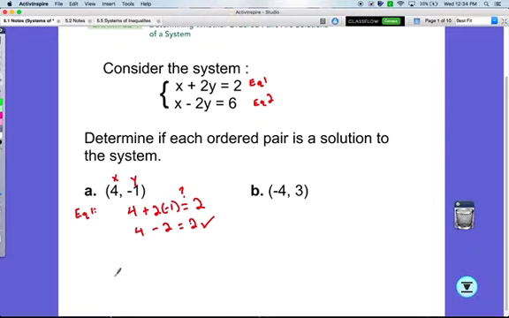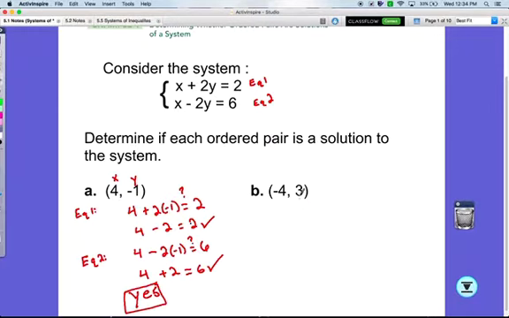But I'm not done yet. I'm not sure it's a solution to the system because I have to make sure it works in equation 2. If I plug it into equation 2, I get 4 for the x minus 2 times the -1 for the y. Is that equal to 6? Well, minus 2 times -1 gives me plus 2, and since 4 plus 2 is equal to 6, that works as well. So yes, that is a solution.